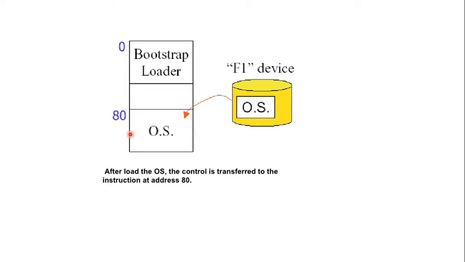So I repeat, as soon as you switch on your device, the Bootstrap loader will get the object code of the operating system from F1, which is the hard disk or flash memory, and store it into the main memory. And where will it be stored? It will be stored from the address 80 itself. That is the functionality of the Bootstrap loader.